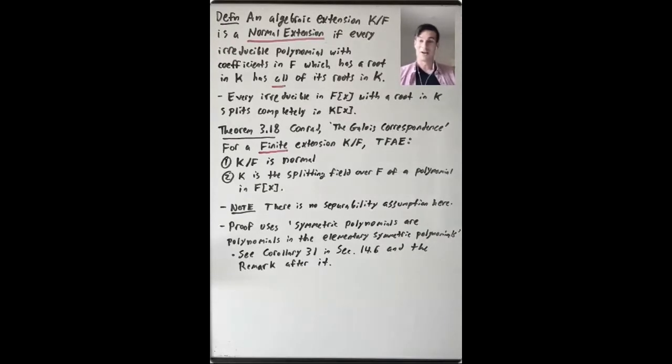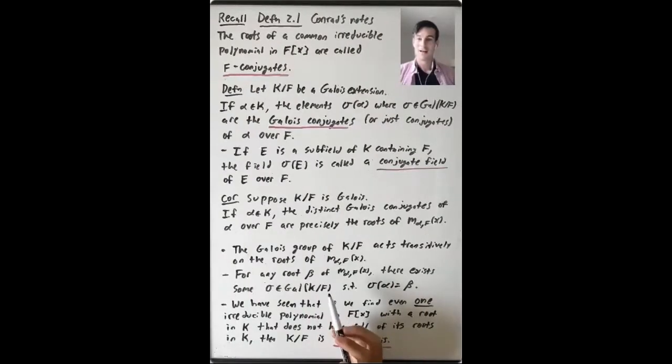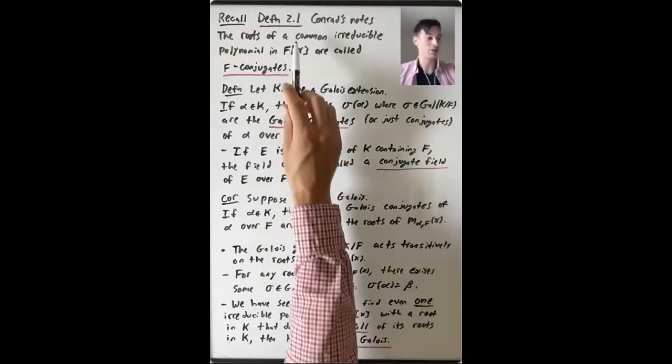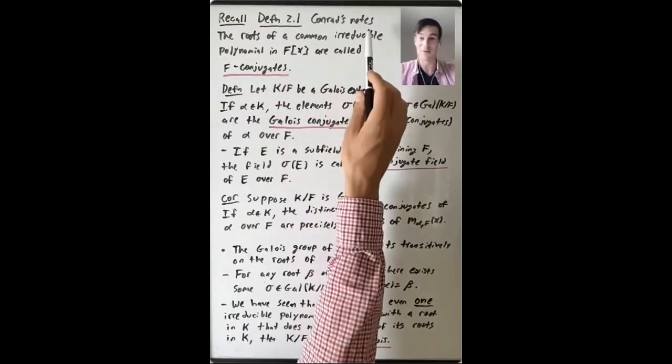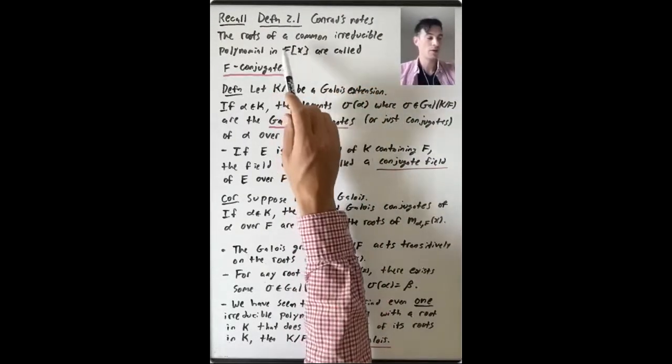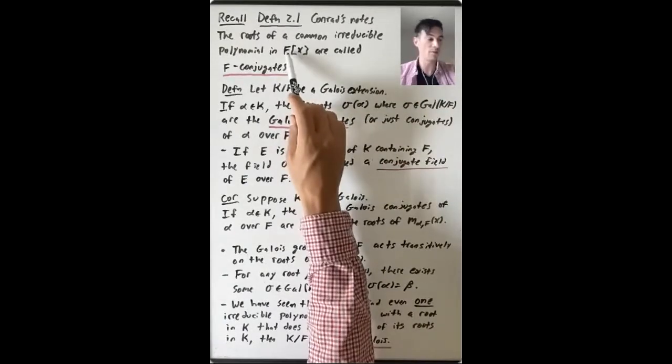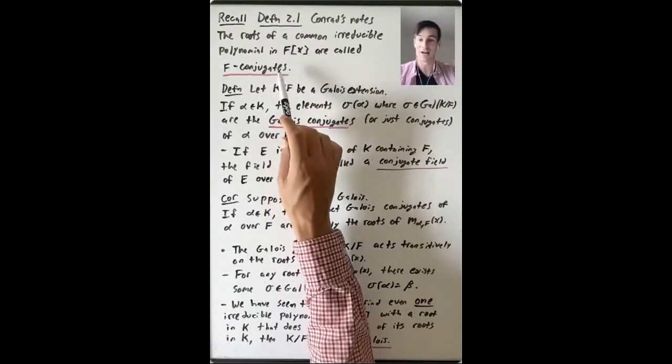Okay, so now that I feel like we've cleared up some of these issues around the definition of normal, I want to go back and revisit another definition that we talked about from Conrad's notes at the beginning of our discussion of Galois theory. Let's recall definition 2.1 from Conrad's The Galois Correspondence notes. The roots of a common irreducible polynomial in F[X] are called F-conjugates.